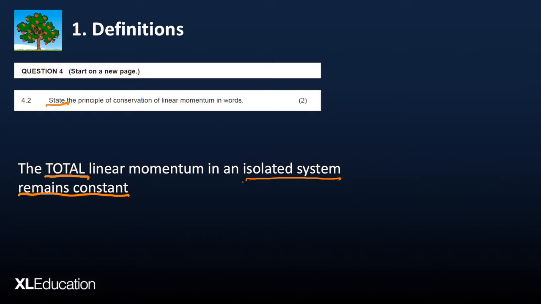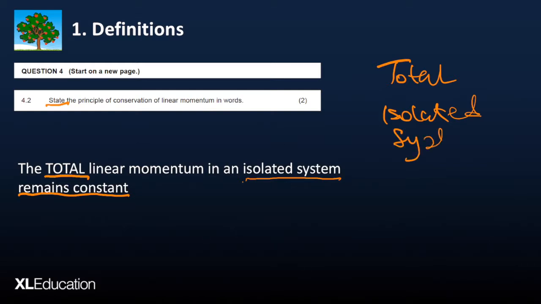So in this case, if it is a conservation law, we need to say total and the physical quantity, which is linear momentum: total linear momentum in an isolated system remains constant. So the keywords should be total and isolated system. These are the keywords that you should always make sure are there in any conservation law.